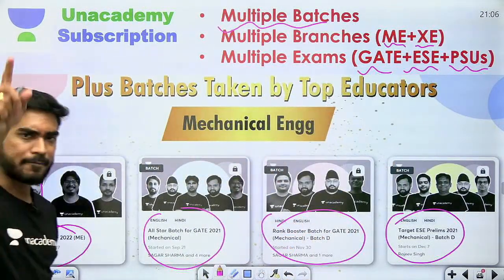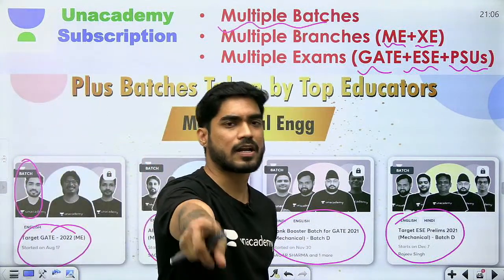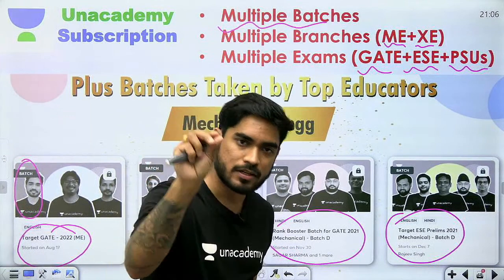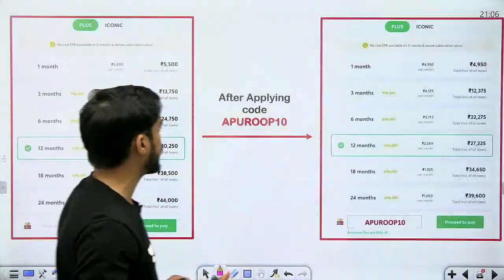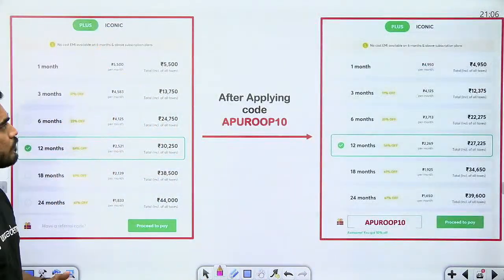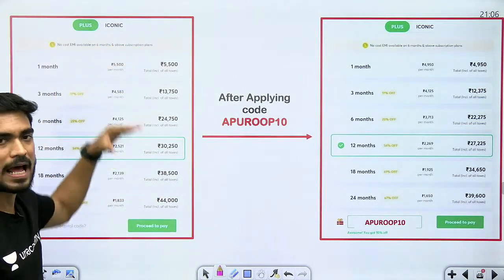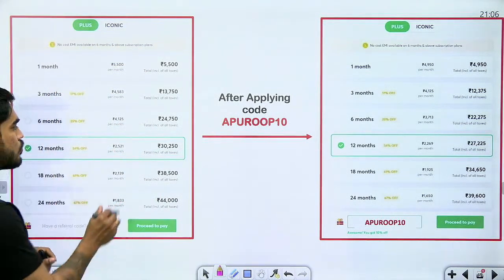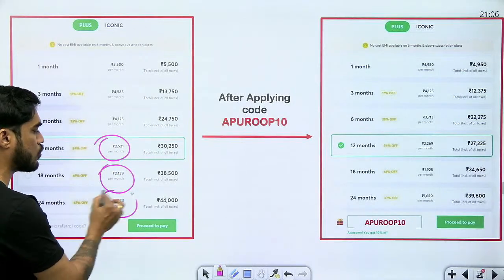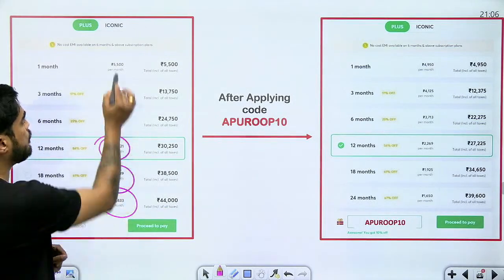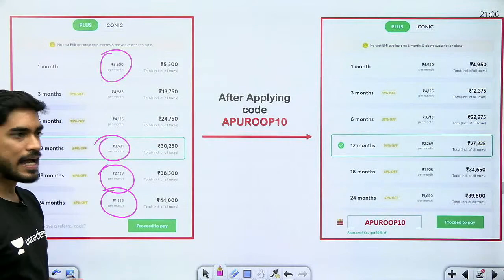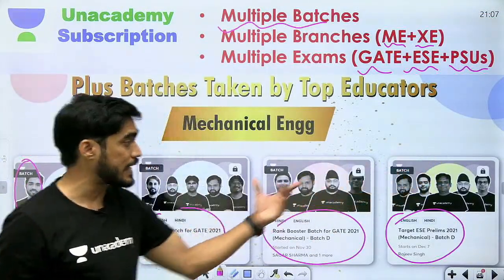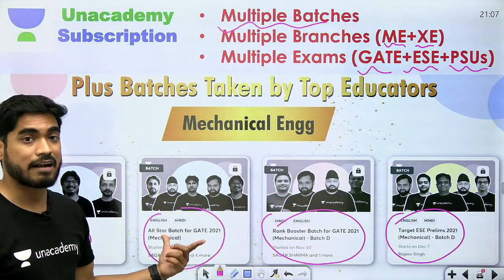So what do you have to do? Just open your Unacademy Learning App. If you don't have it, install the Unacademy Learning App, then click on Get Subscription. You will have this page which will show you different subscription plans, from 1 month to 2 years. I will suggest you take the 1 year, 1.5 year or 2 year plan. Why? Because the per month cost is very less and you will be able to take advantage of multiple batches. The more batches, the more advantage.